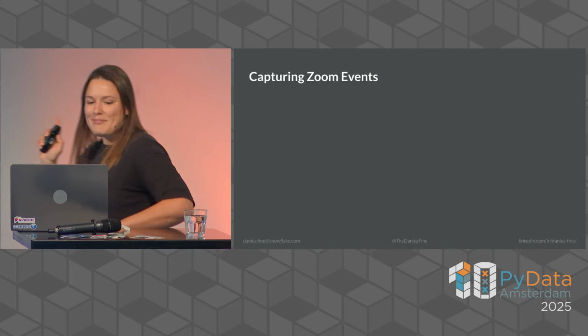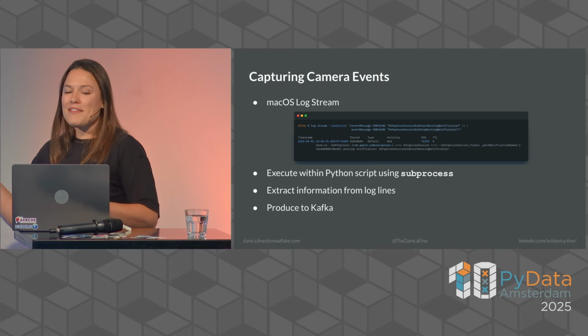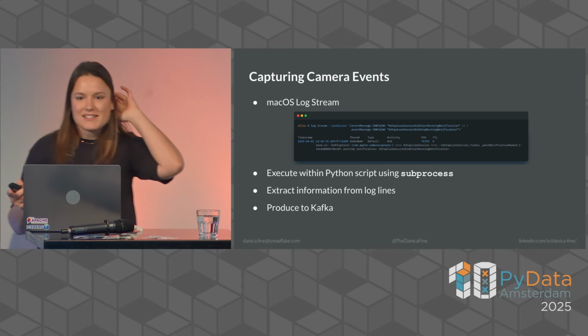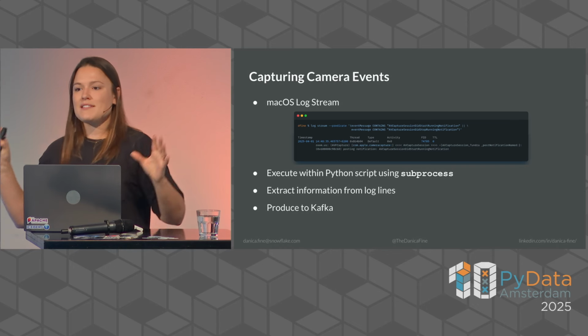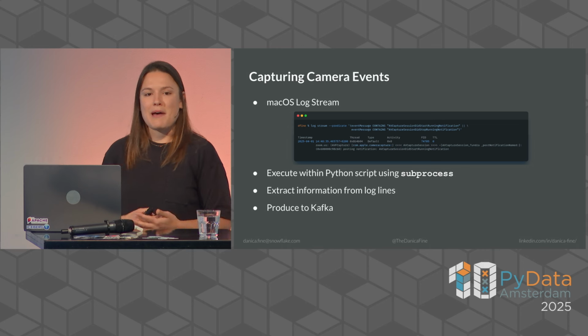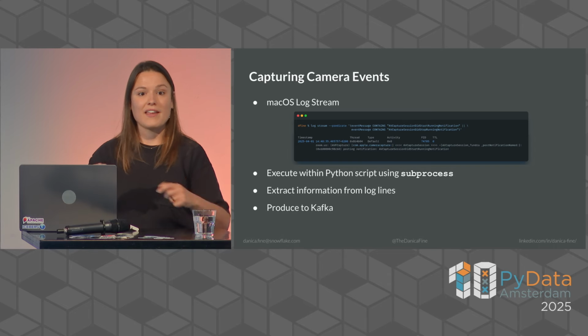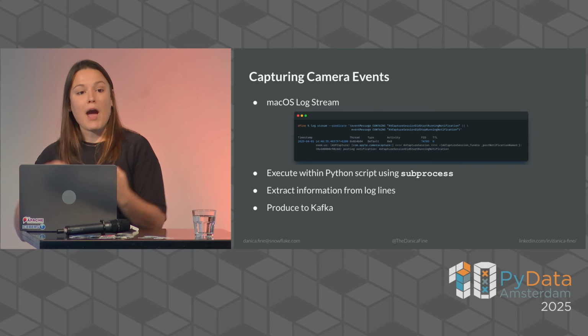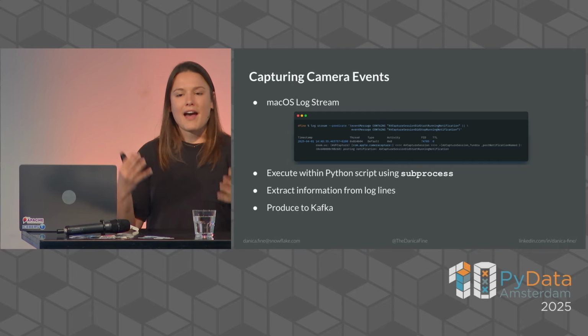All right. Now, for our Zoom events. One thing I want to call out here with the camera events is that this is real time. This is as real time as it gets, right? I am monitoring the log stream on my MacBook, and every time there's a trigger that the camera changed, I'm capturing this event and producing it to Kafka. That is an event-driven system, okay? I want to call that out.